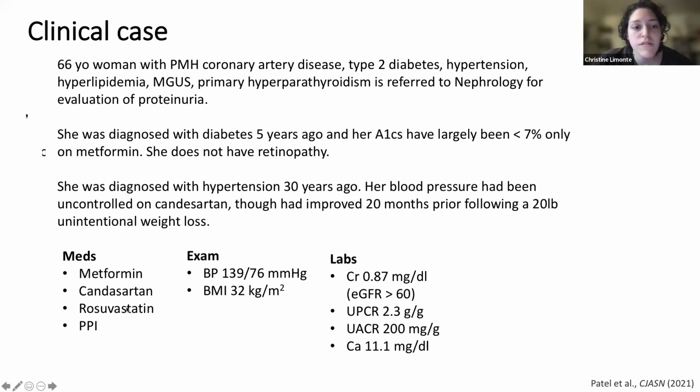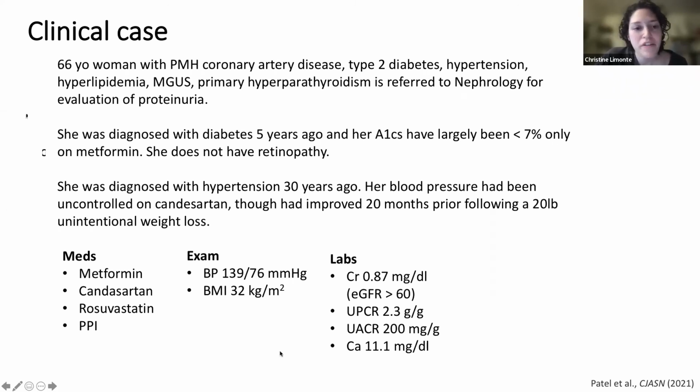Here are medications, her physical exam, and the labs that were available in the case report: creatinine of 0.87, corresponding to an eGFR greater than 60, urine protein creatinine ratio of 2.3 grams per gram, 200 milligrams of albumin, and a calcium of 11.1. And I know you'd all typically want a bit more clinical information, but I don't have more than what I'm showing now.